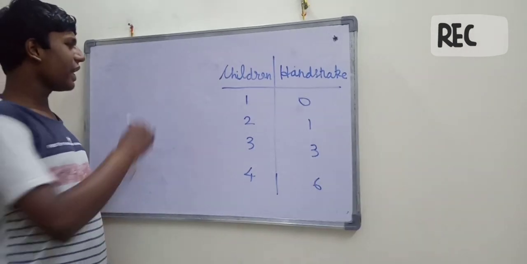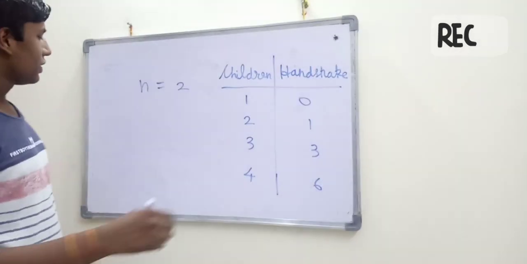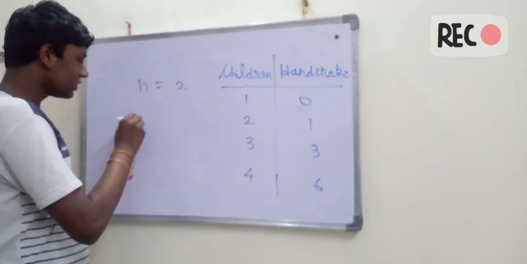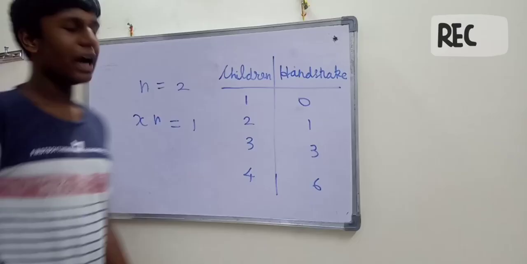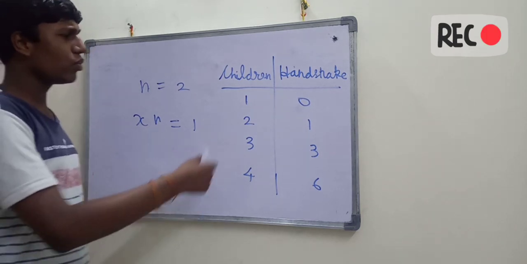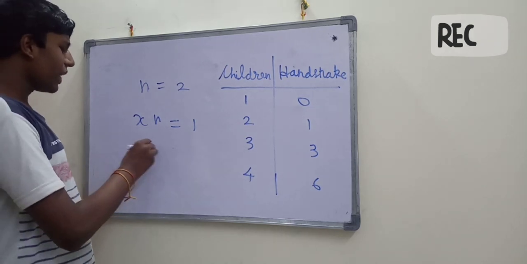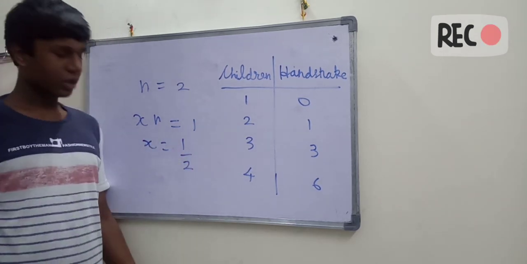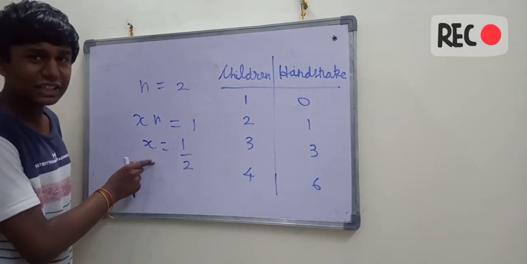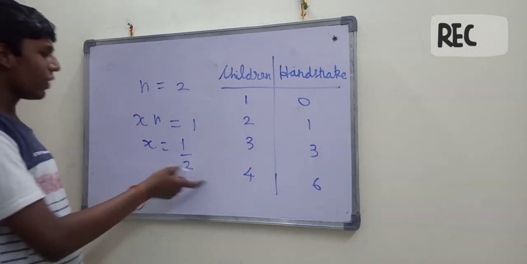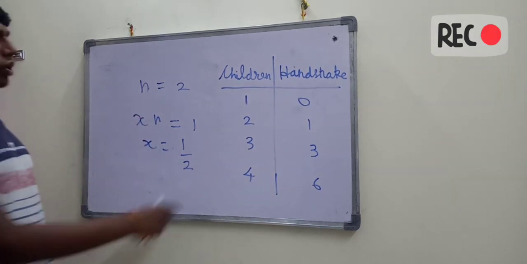So I will take some variable n, and I will say that n is equal to 2. Now I would make an assumption that x into n is equal to 1, that is the number of handshakes, and this n is the number of children. So I would be getting x is equal to half over here. As x is equal to half, I need to convert x in terms of n to get 1.